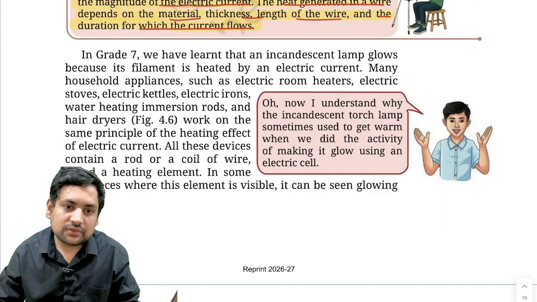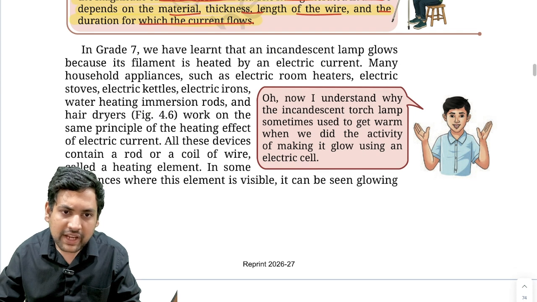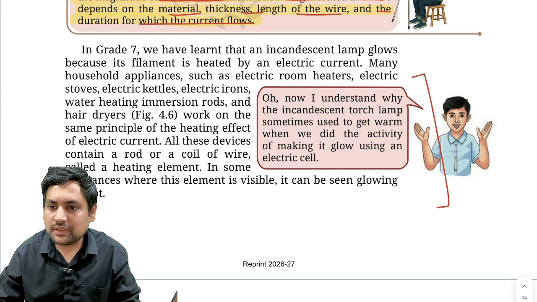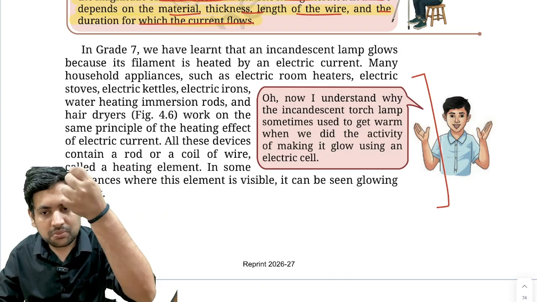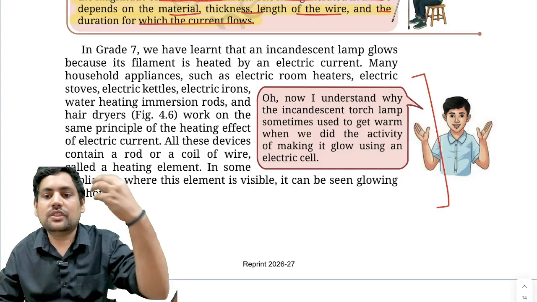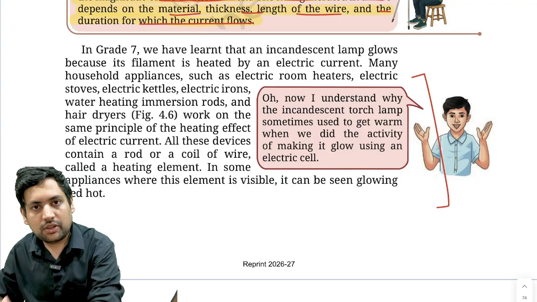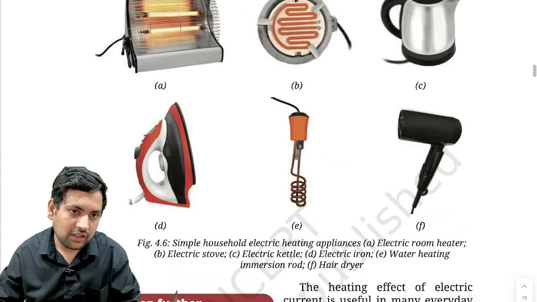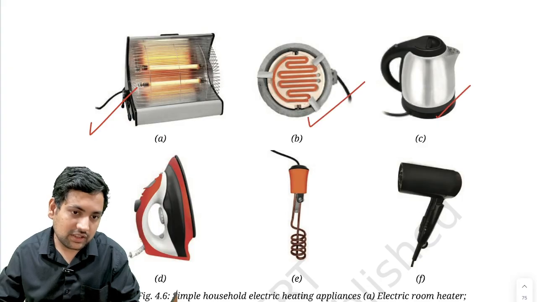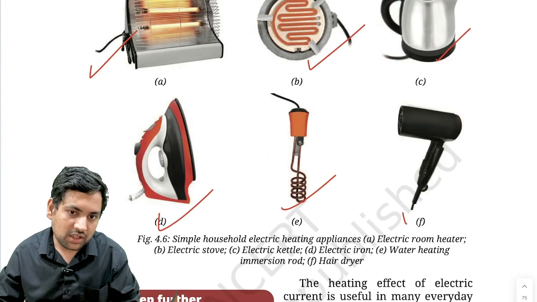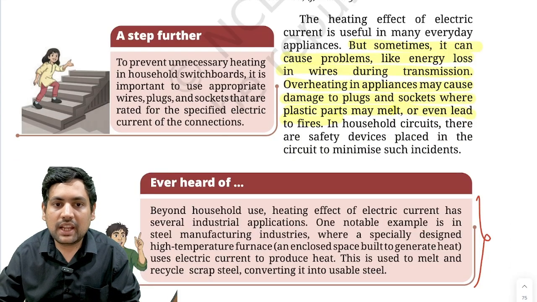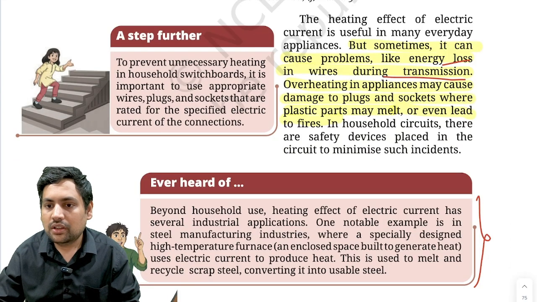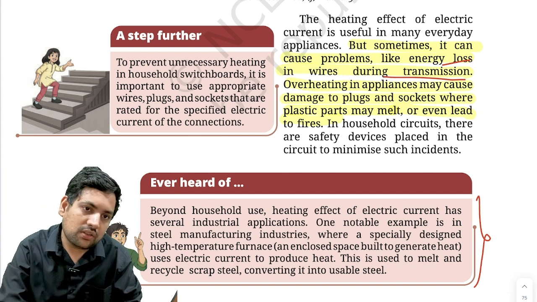Now I understand why the torch lamp becomes hot after a while. You understood? The same electrical current is flowing and it is being obstructed, some resistance is being provided, so some electrical energy is being converted into heat energy. Then see this, these are important use cases based on the same principle. But sometimes it can cause problems like energy loss in wires during transmission. Correct? A lot of heat, a lot of energy is lost in just transmission.